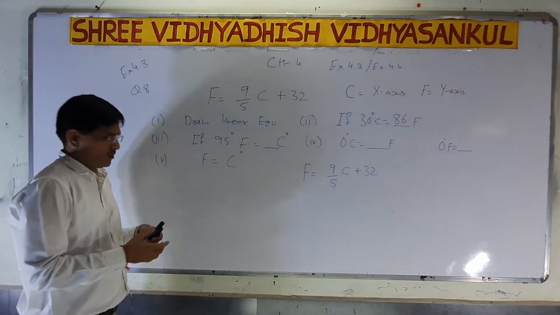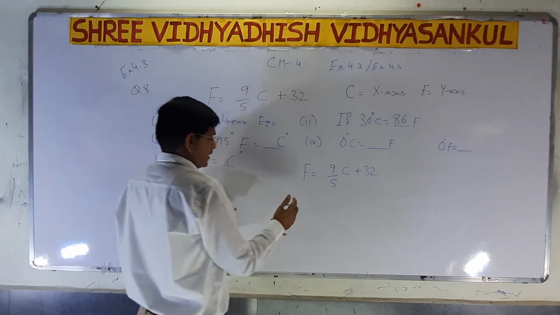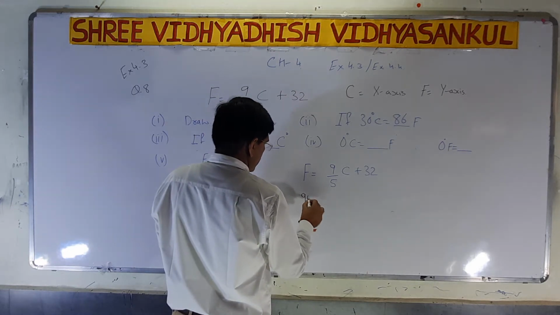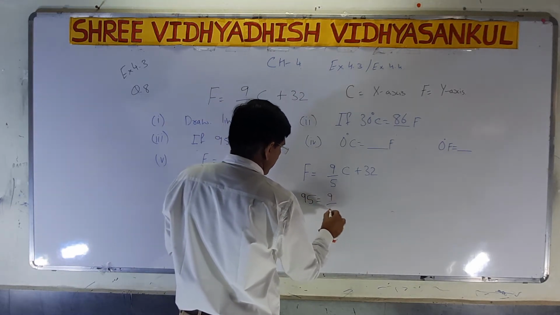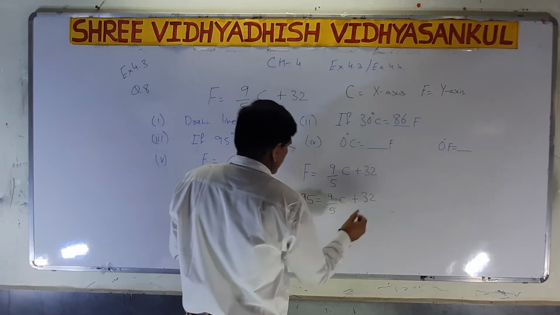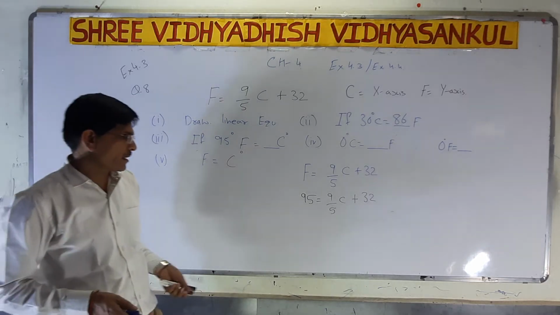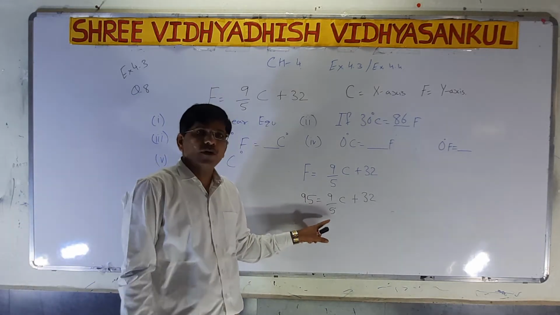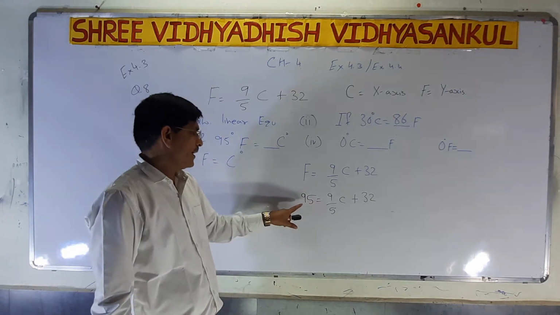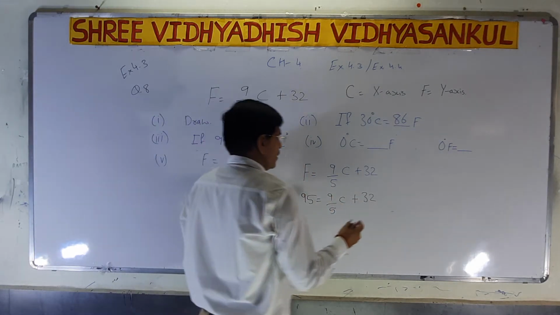Now what do I have to do? I have to put the value of F. So F is 95. So 95 is equal to 9 by 5 C plus 32. Now it can be completed in two different ways. Either I remove this 5, so 5 into 95, 5 into 30.